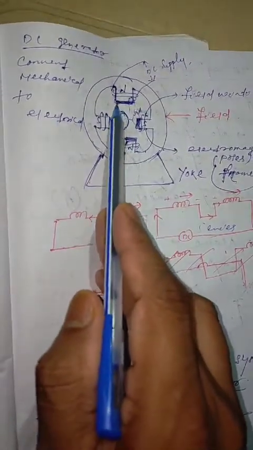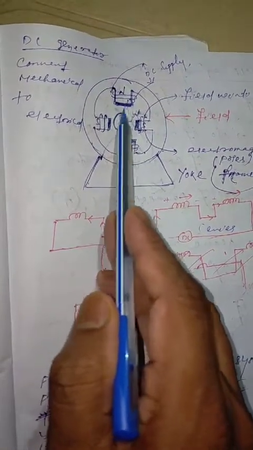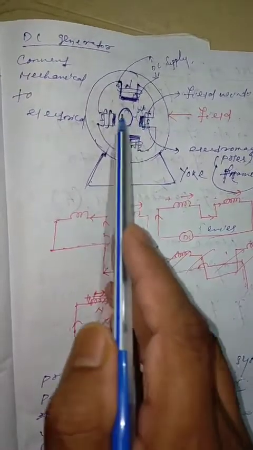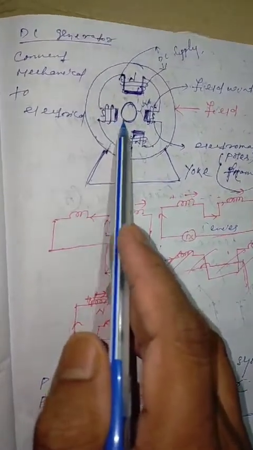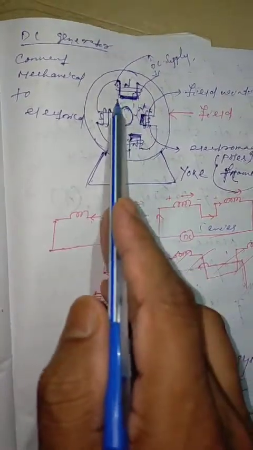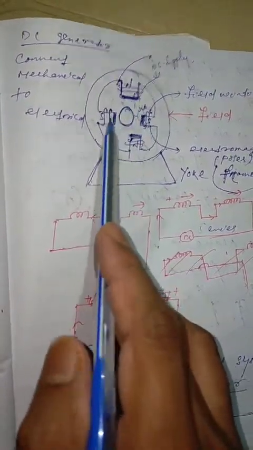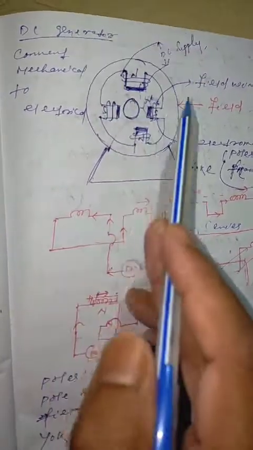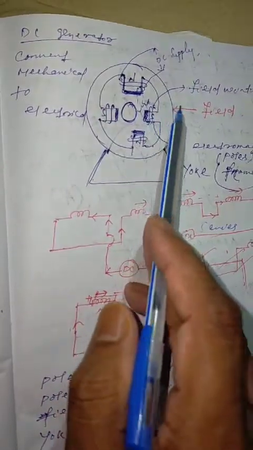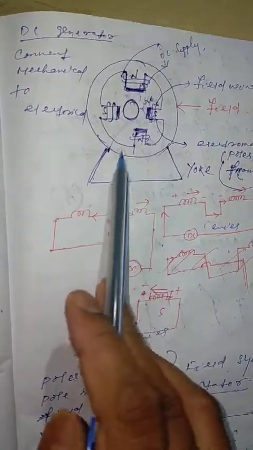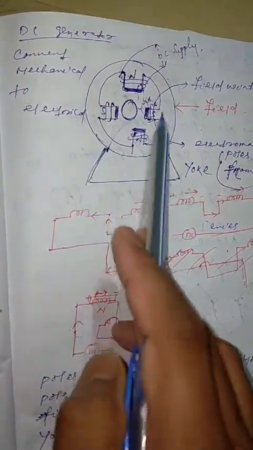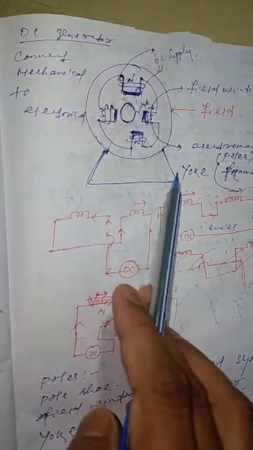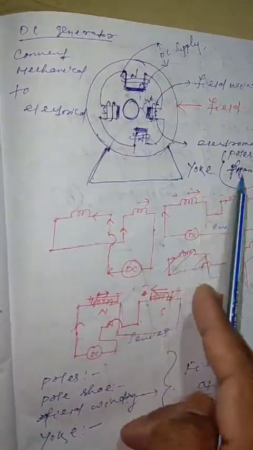The part through which the flux passes out of this core is known as the foot, or simply the pole shoe. This is the shoe of the pole. So we have the pole core, pole shoe, and field winding. This is all about the field system. Again here you can see one stand. Over this stand your complete field system stands, and this stand is generally known as the yoke, or frame.